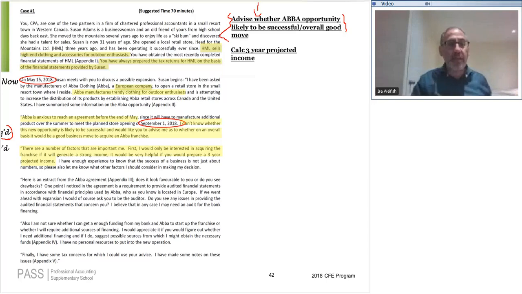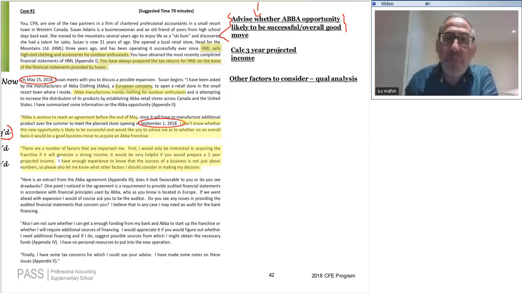It then goes on to say, I have enough experience to know that the success of a business is not just about numbers, so please also let me know what other factors I should consider in making my decision. So I leave some space, always leave space between required if you're doing it on a piece of paper, and then what I do is I put down the next required, other factors to consider. And notice I wrote down qualitative analysis. Clearly, I'm being asked for qualitative analysis here.